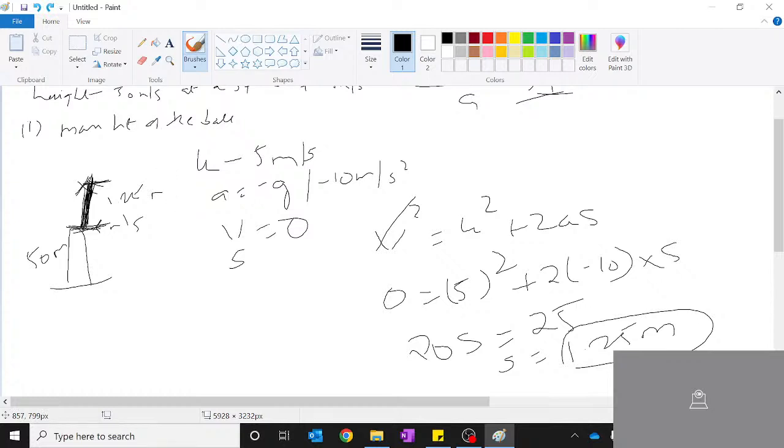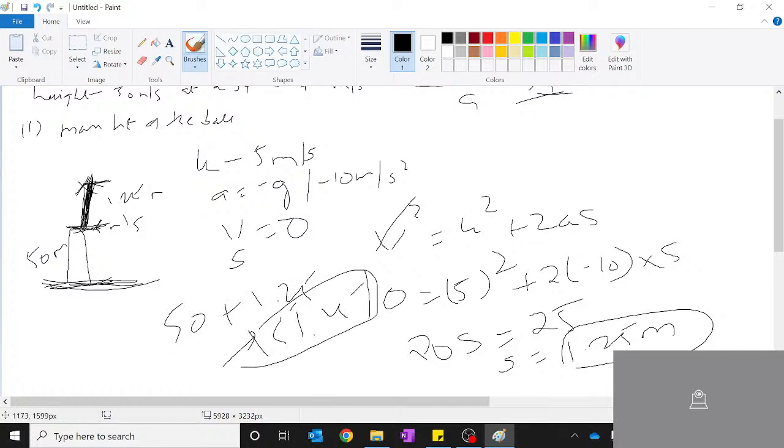So the maximum height, because you are supposed to consider from the ground, is nothing but 50 plus 1.25, which is 51.25 meters. This is the maximum height. Now, if you have understood this, the obvious next question would be: find out the time taken for this.